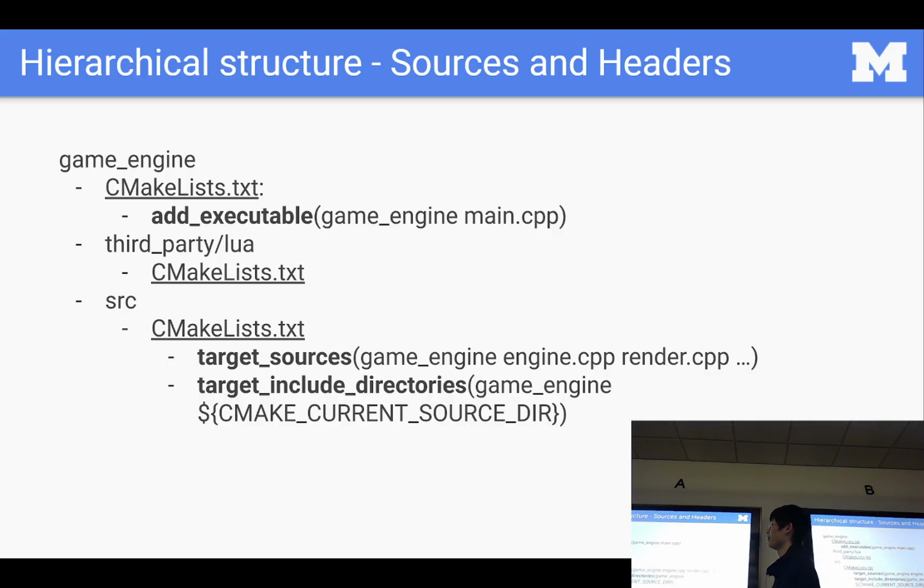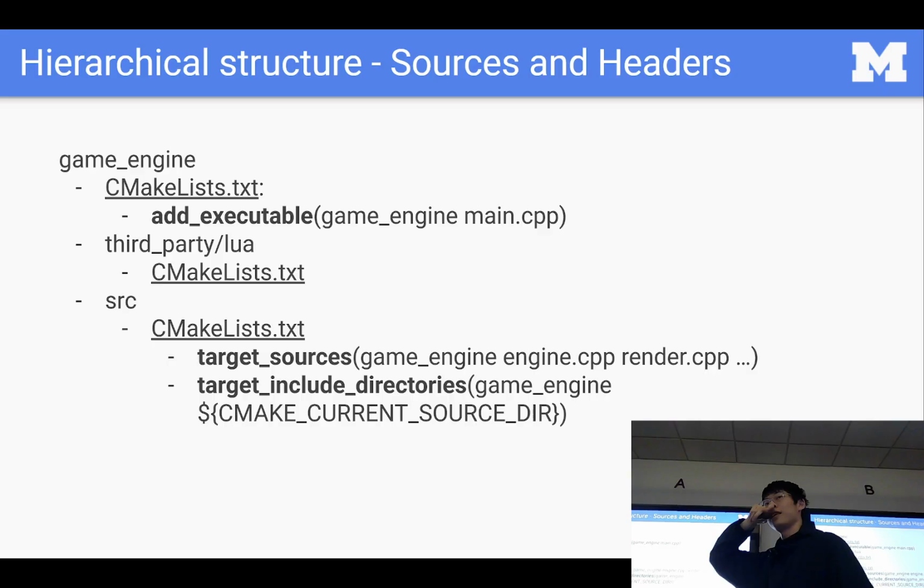And then say we have other source files that are listed in a subdirectory in the source directory. Then we're gonna add more sources into the game engine target. Now the game engine target contains 3 source files or more, depending on your implementation. So these are the source files.